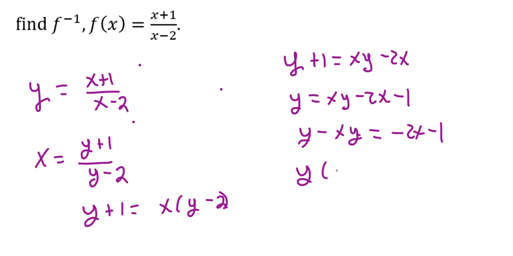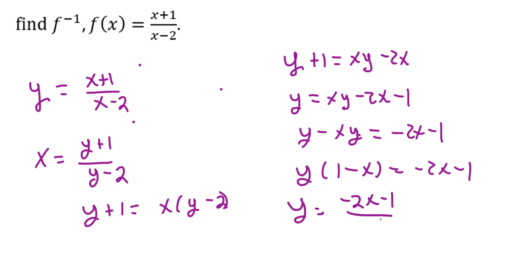So I'm going to factor out the y, and I have 1 minus x is equal to negative 2x minus 1. Then divide out. Y is equal to, sorry about this, negative 2x minus 1 over 1 minus x. And of course, I need to go ahead, I'll just put it right here. There we go. Okay, that's y to the negative 1. So the inverse is equal to negative 2x minus 1 over 1 minus x.